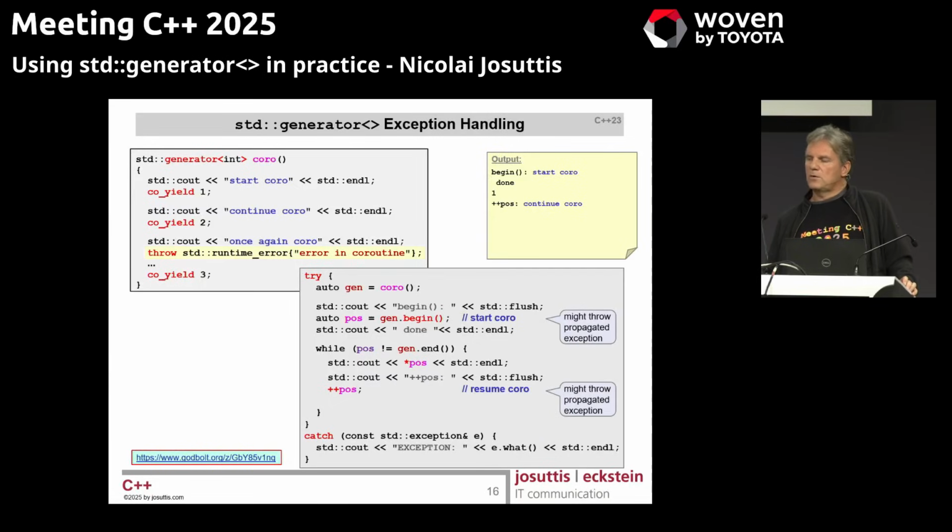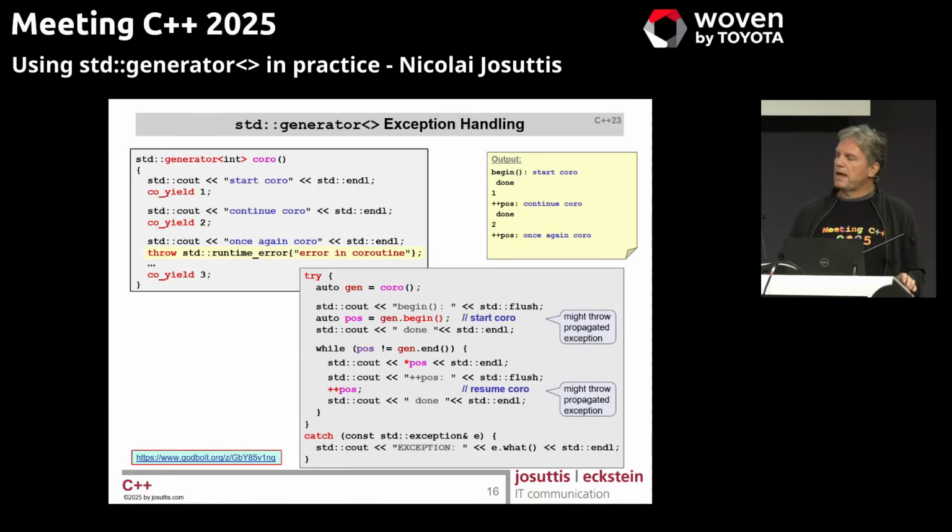So the first time when we co_yield 2, we don't have an exception. But when we call yield 3, before we do that, we have that exception, and that means the exception is thrown then, and then we catch it here and print out the message.